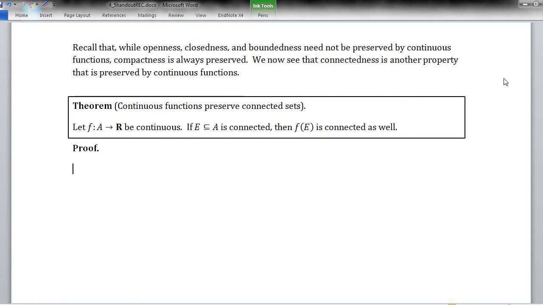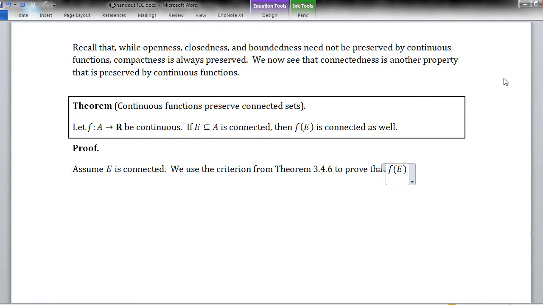So let's try and prove this. This one takes a little bit of work. First of all, we're proving an if-then, so we can assume that E is connected. And we're going to use the criterion for connectedness from theorem 3.4.6 to prove that f of E is connected. Okay, this is a criterion that you proved as one of your homework problems, basically by taking the definition of disconnected and negating it.